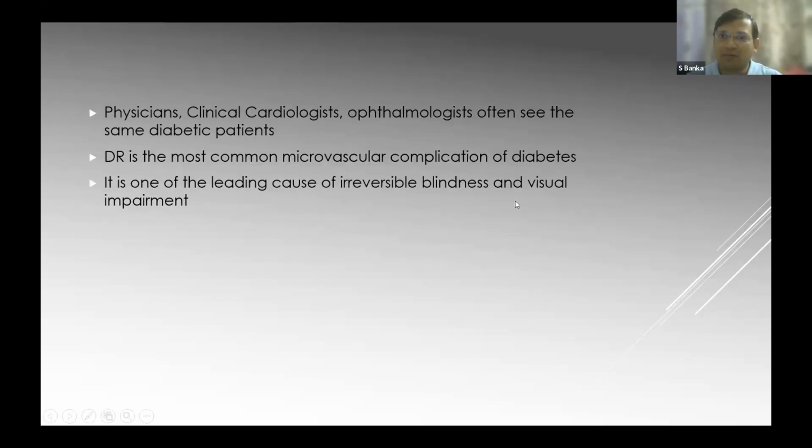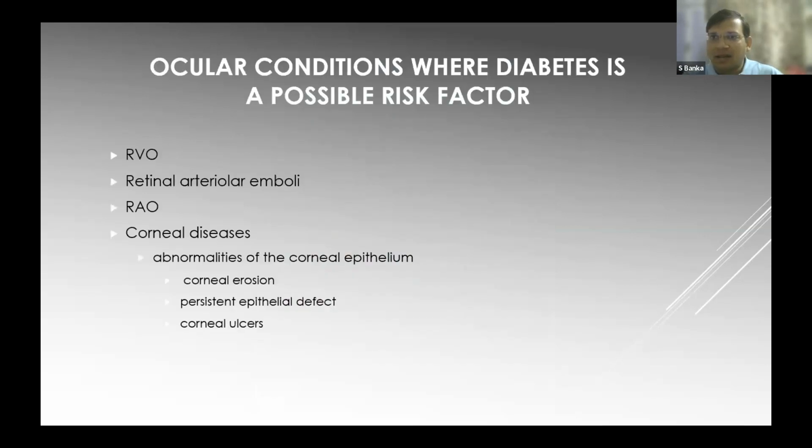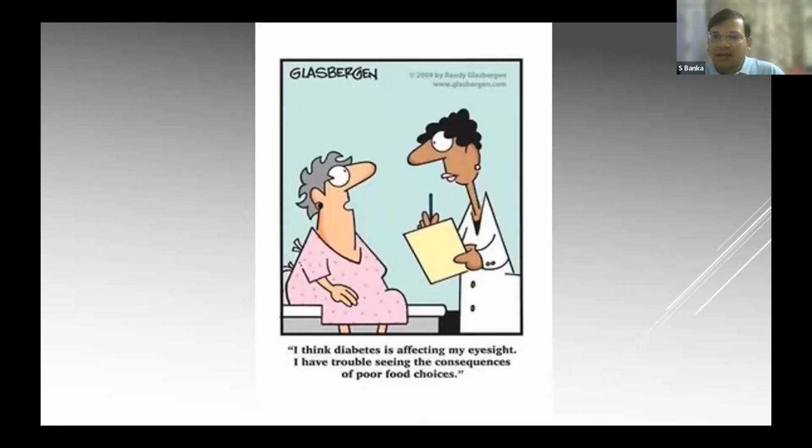We all, ophthalmologists, physicians, clinical cardiologists, endocrinologists or diabetologists, often see the same diabetic patients. And diabetic retinopathy is the most common microvascular complication of diabetes, and it is one of the leading causes of irreversible blindness and visual impairment in our patients. Many a times patients don't have the insight that diabetes can affect their eyesight. And diabetes can affect the eyesight in many ways.